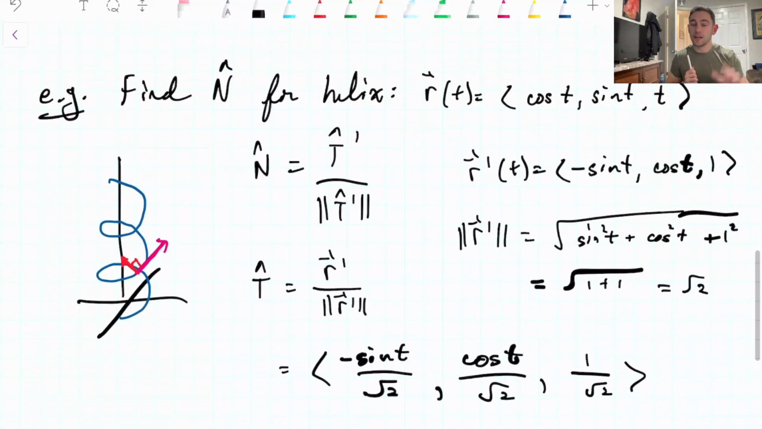So now I'd like to invite you to take a minute to pause the video and go ahead and find t hat prime and normalize it. Did you do it? Did you pause the video and do it? Pause the video. Go ahead. Okay.